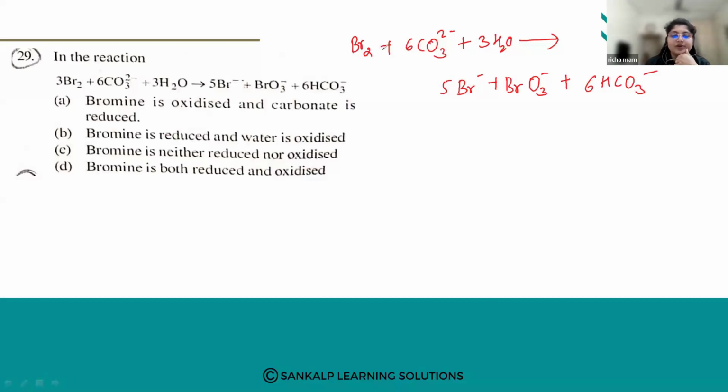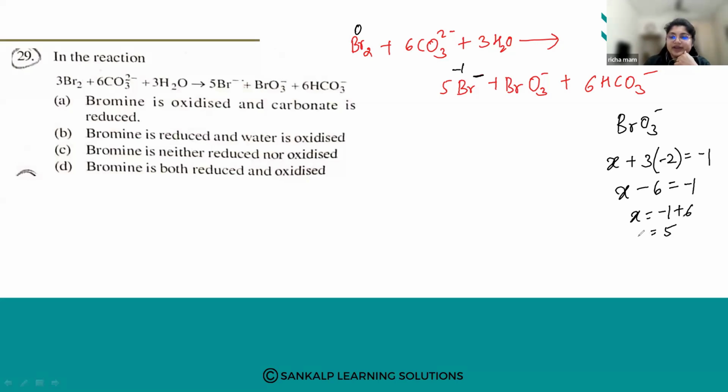Whenever you have bromine in the diatomic state, or elemental form or isolated state, it will have 0 charge. Now let us check for the others. Br- is -1. Then BrO3-: Br is x, each oxygen is -2, and the whole charge is -1. So x plus 3 times -2, that is -6, equals -1. So x equals -1 plus 6, that is 5.